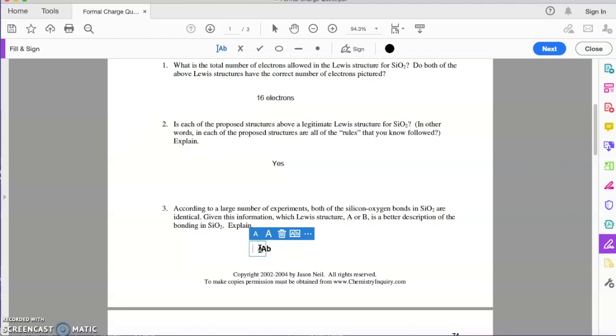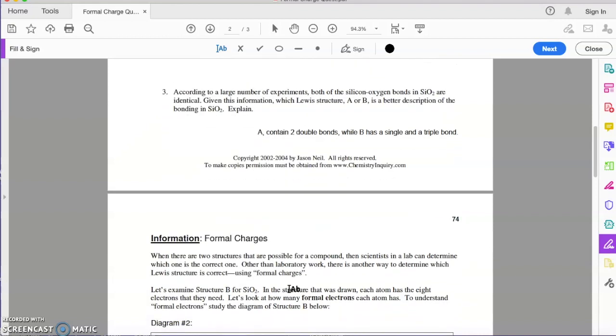So A is correct because they both can contain 2 double bonds, while B has a single and a triple bond.